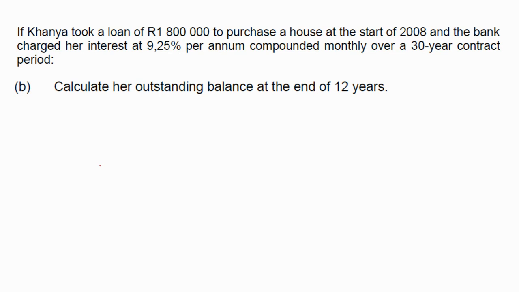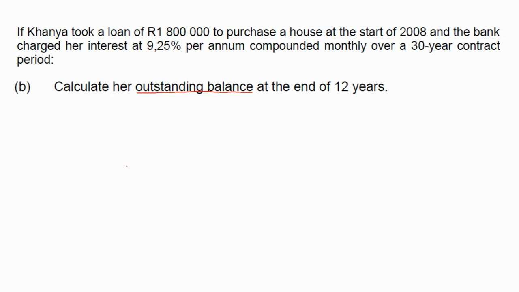Right, let's do 3B. If Kenya took a loan of 1,800,000 to purchase a house at the start of 2008, and then the bank charged interest at 9.25% per annum compounded monthly over a 30-year contract period, calculate the outstanding balance at the end of 12 years. So how do we calculate outstanding balance?